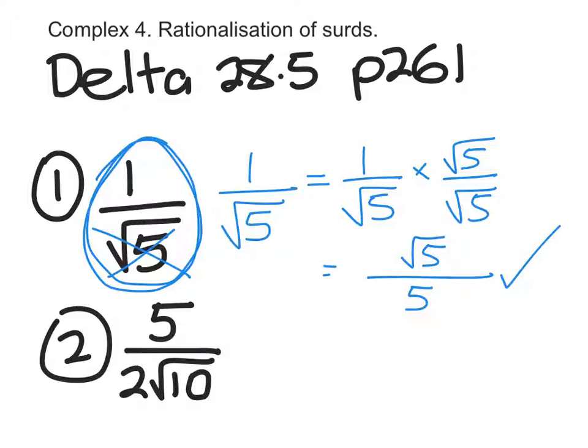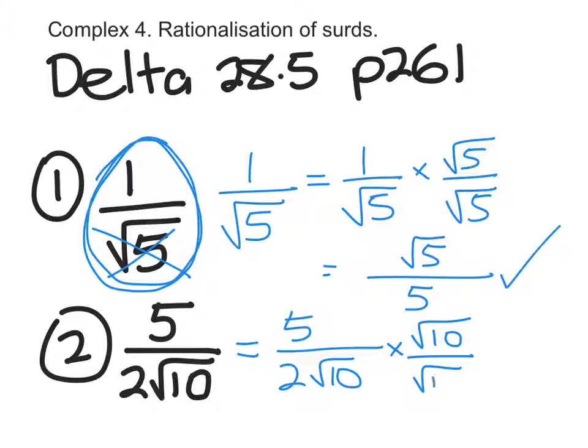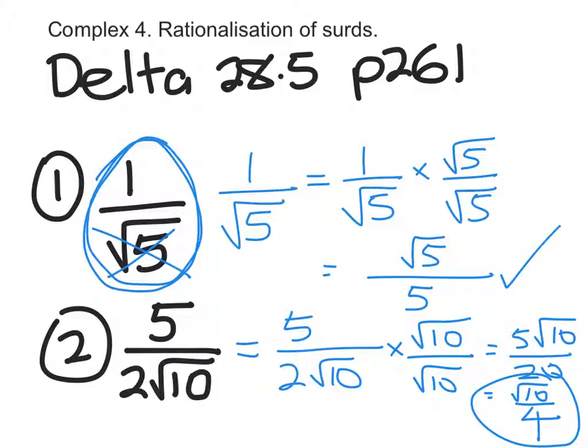The next one, same idea. We're going to go 5 over 2 root 10. We don't want the root 10 left in the denominator, so we times the top and bottom by root 10. Now that gives me 5 root 10 over 20. So now I need to simplify the 5 over 20, and I'm going to get 1/4. So my final answer, which is just going to squeeze on the page, will be 1/4 root 10.